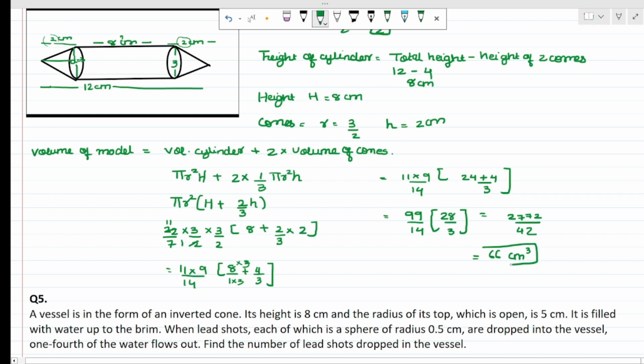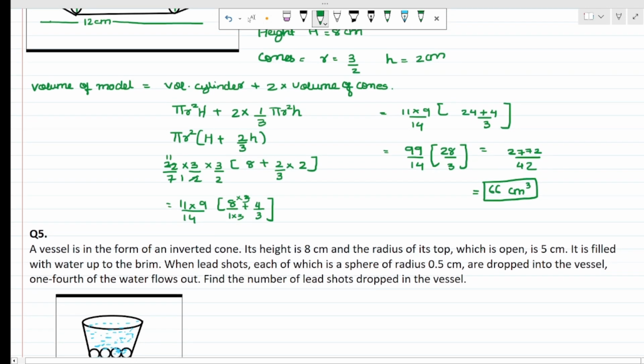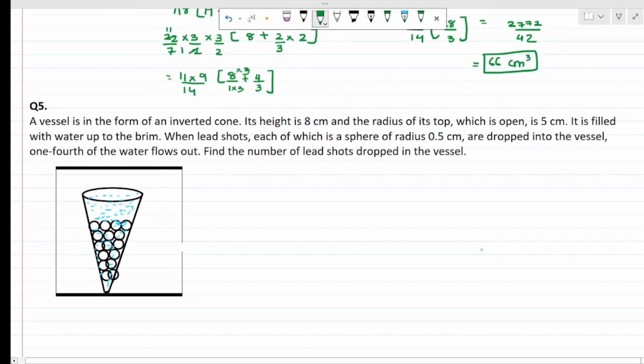Now you should keep in mind that you will use the word centimeter cube. The unit used over here is centimeter cube.